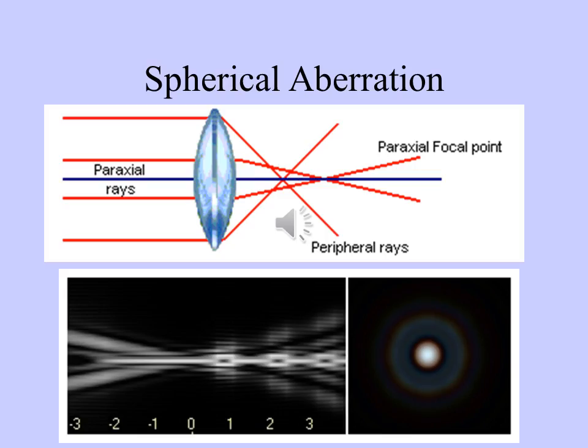Here again is a problem: spherical aberrations. If the lens is not built perfectly, which is a fairly complicated thing to do, then the parallel rays at the ends focus closer than the parallel rays near the center of the lens. This is called spherical aberration.